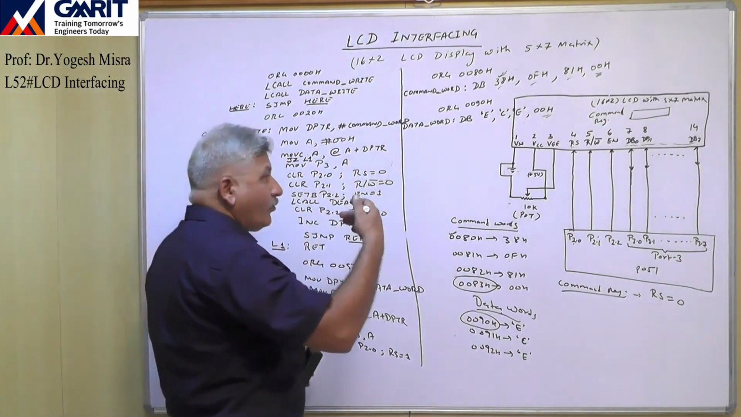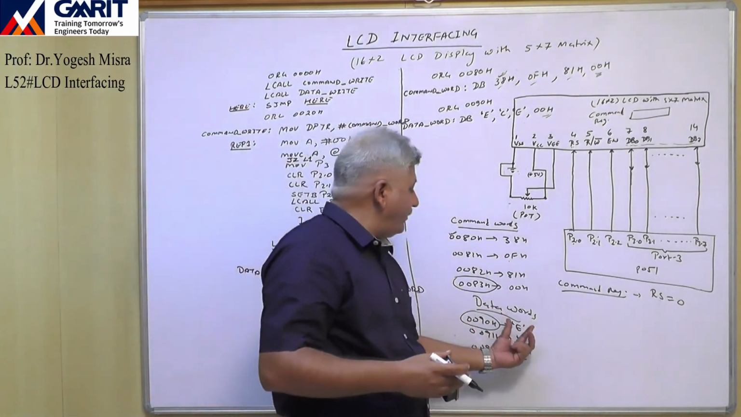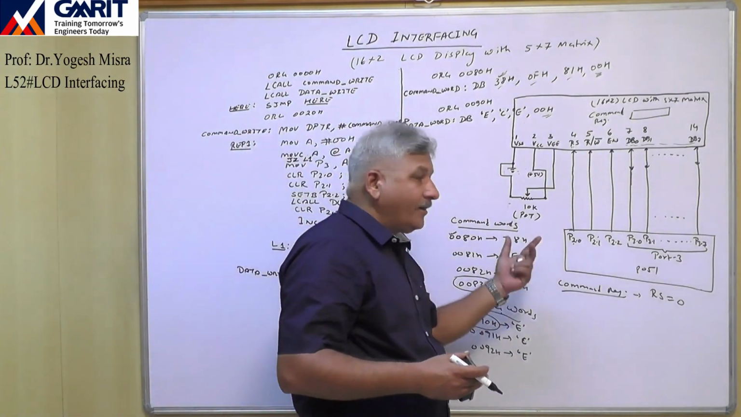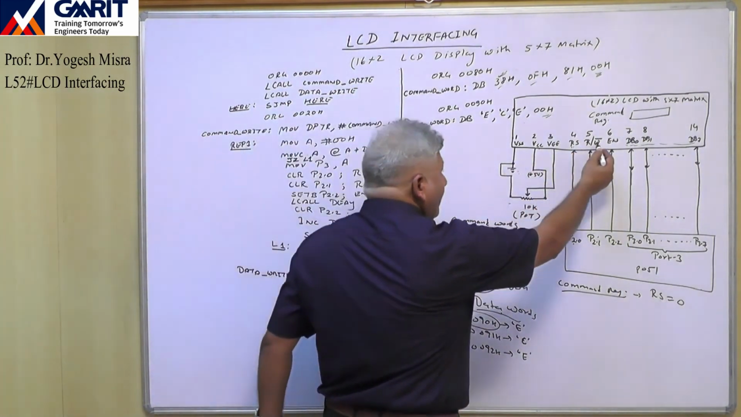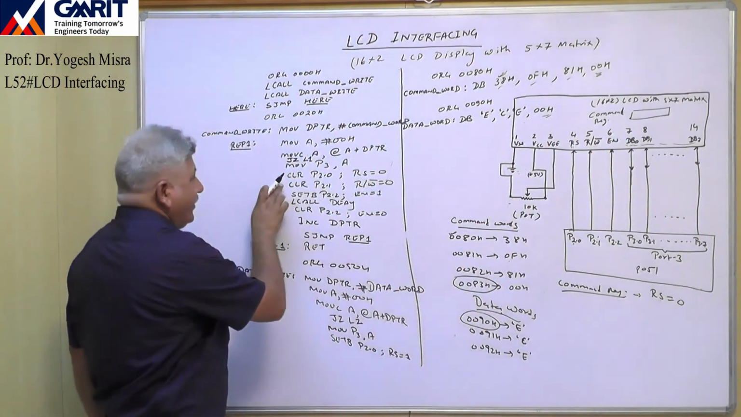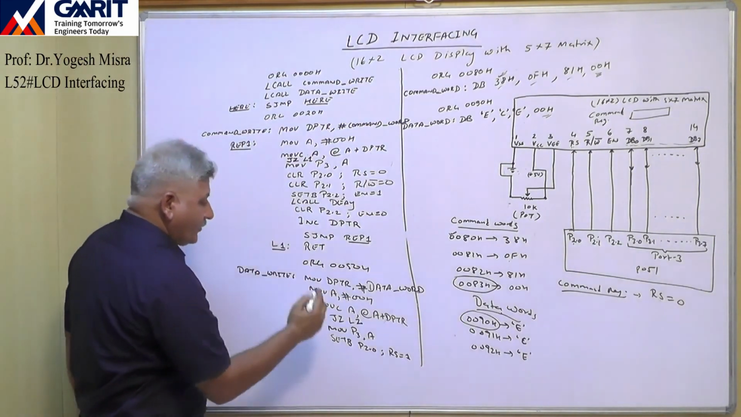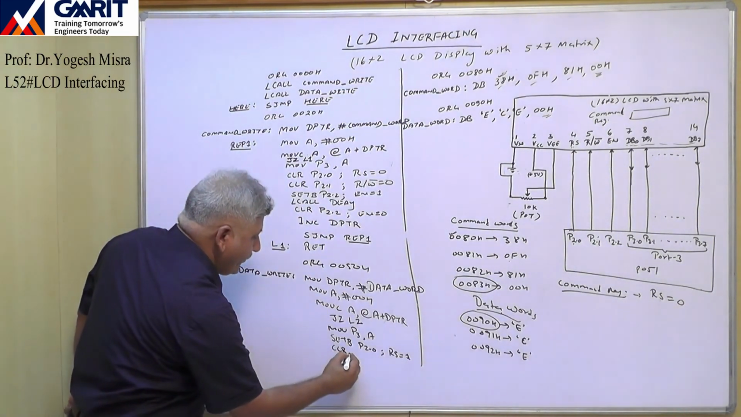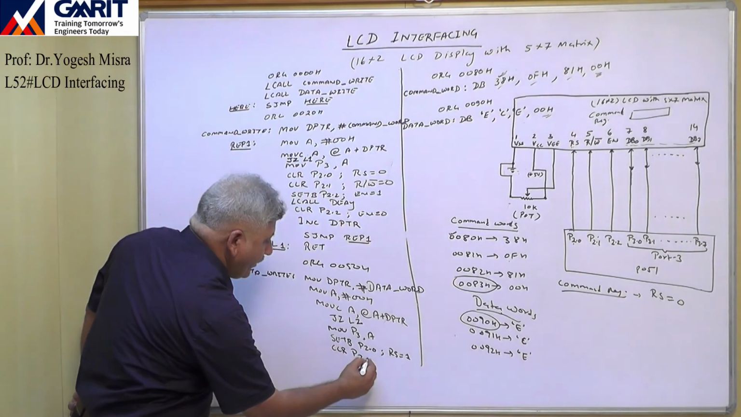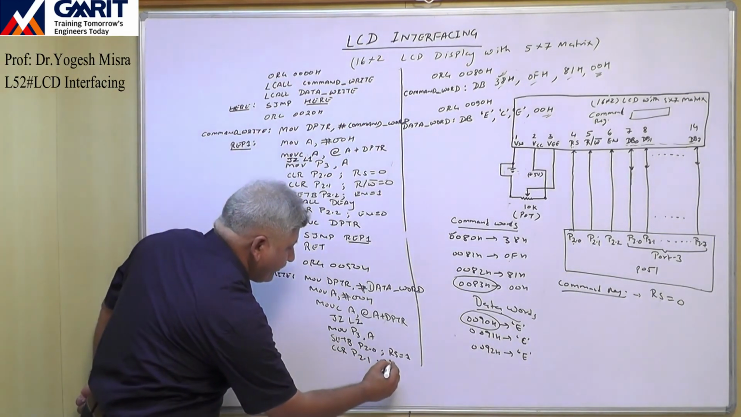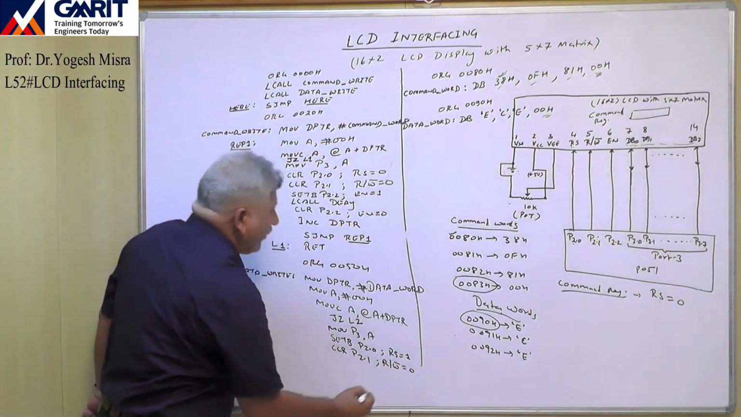But again, we have to write that data in the data register, so R/W should be 0. Here it was 0 and now also it will be 0. CLR P2.1. So what will it do? R/W bar will be 0.